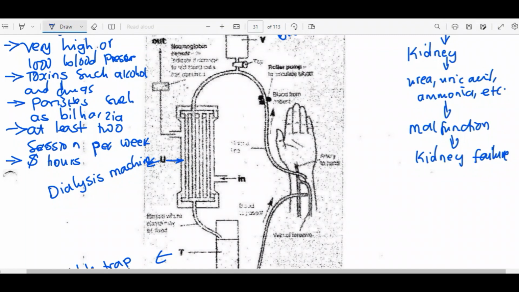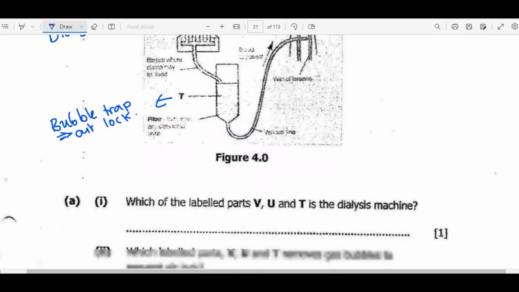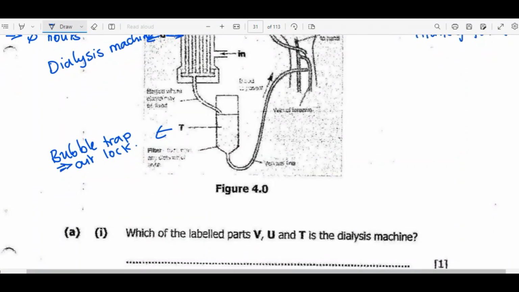Then let's look at the questions now. The first question, A1: which of the labeled parts V, U and T is the dialysis machine? Right, from what we've labeled already, it is part U. So this is our answer.